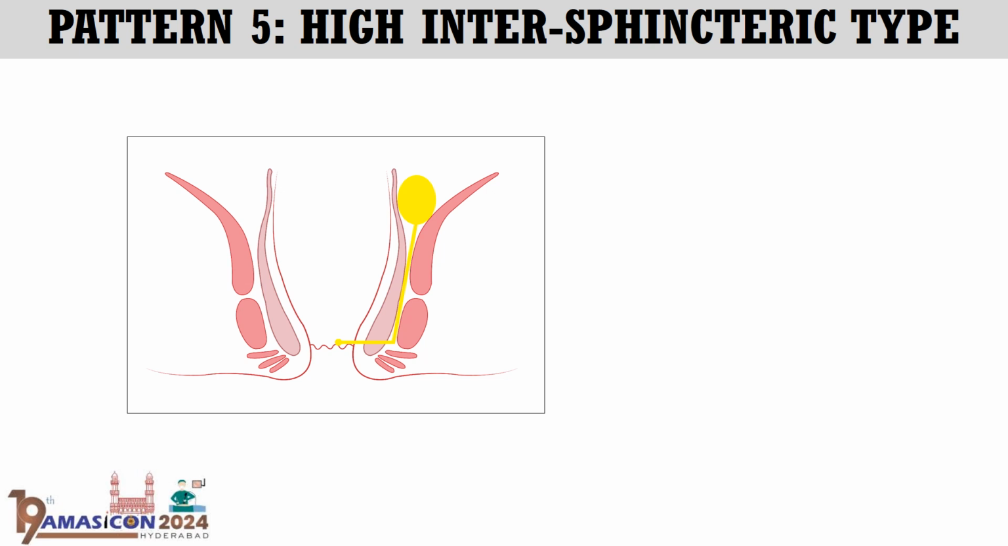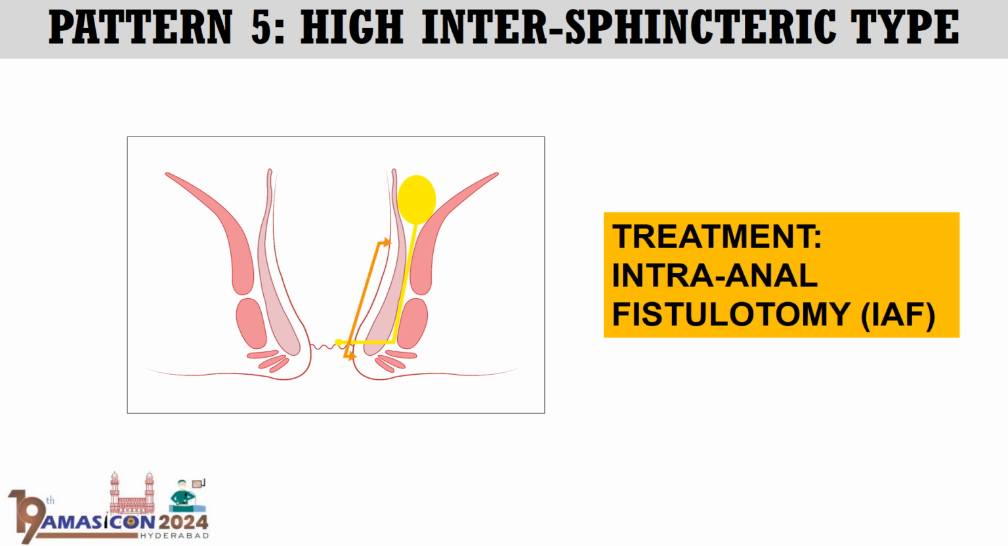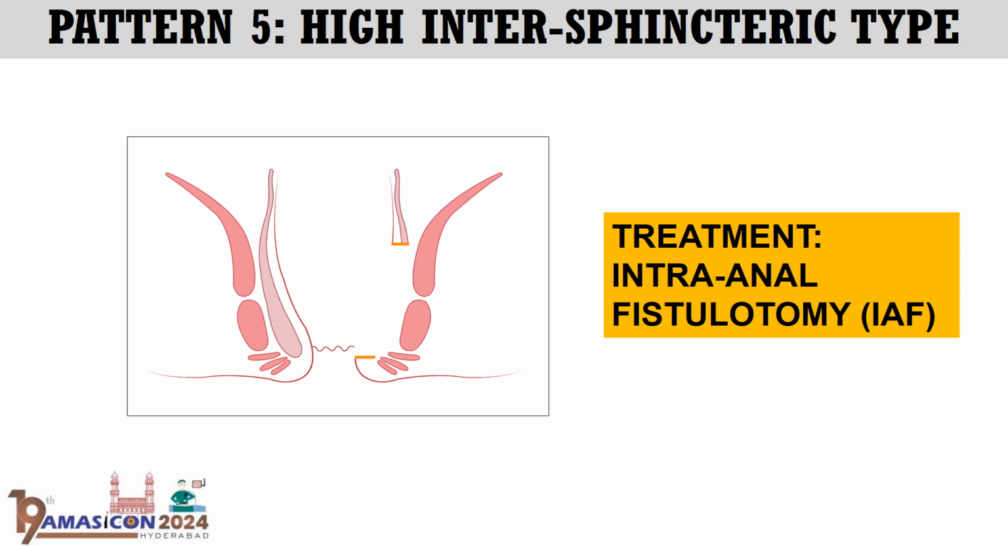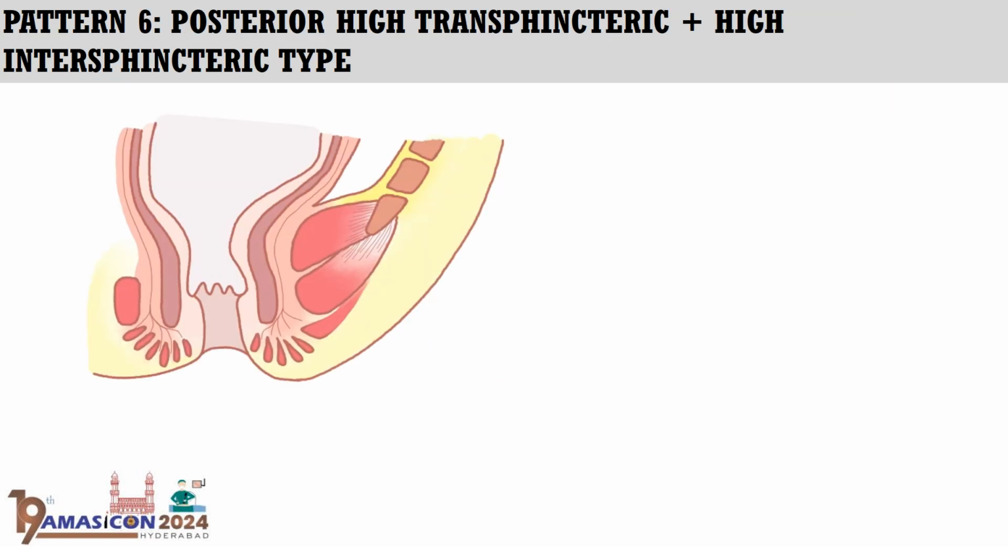High intersphincteric travels above in the intersphincteric space from the dentate line, either as a high intersphincteric or presenting as a supralevator. Treatment is very simple: intraanal fistulotomy, either going from the dentate line or going from the intersphincteric groove, divide the internal sphincter. It can be extended up to the level of the levator.